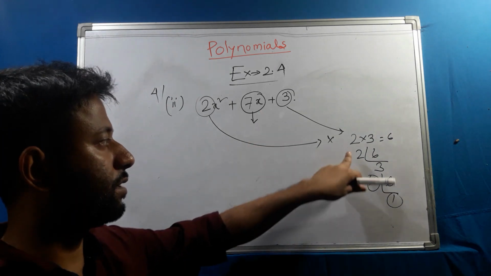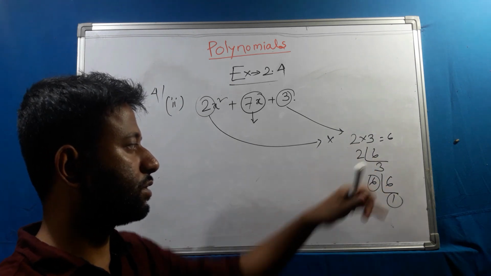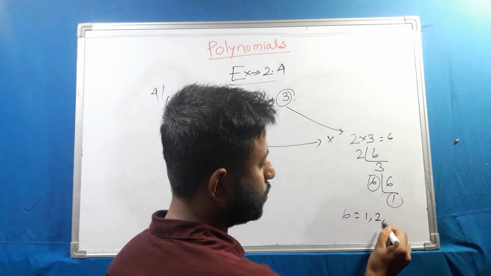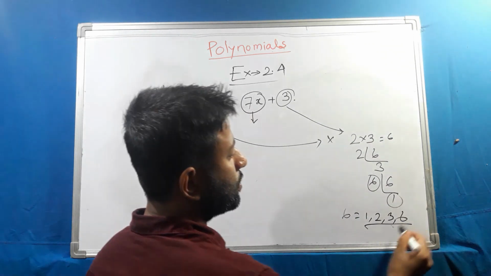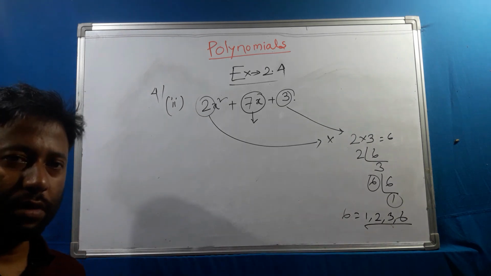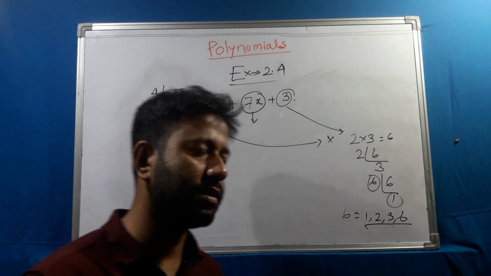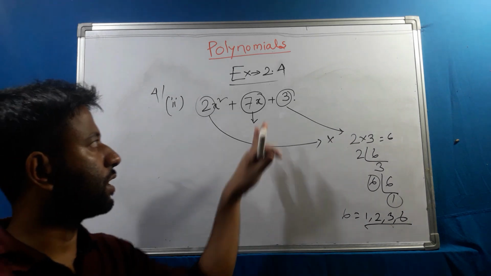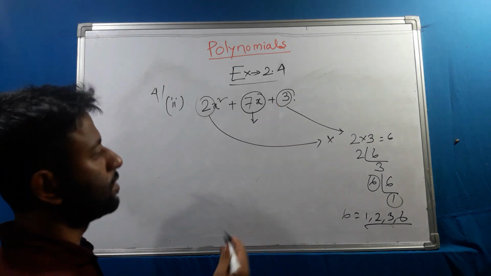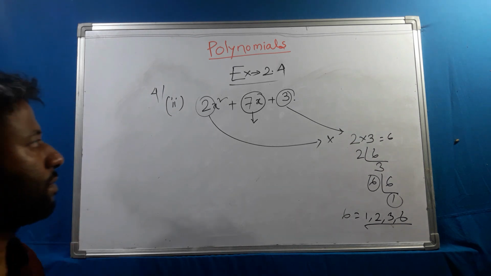So here it is clear. These are factors 2 and 3. So actually how many factors does 6 have? 6 consists of 1, 2, 3 and 6. Among these 4 factors, I have to operate in the form of plus or subtraction so that I can match with these terms. So here it is clear that 6 plus 1 equal to 7. So I can write this equation in the form of like that.